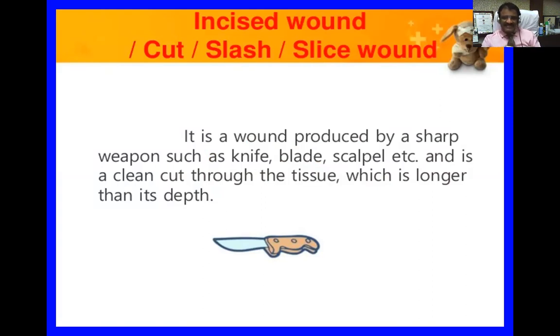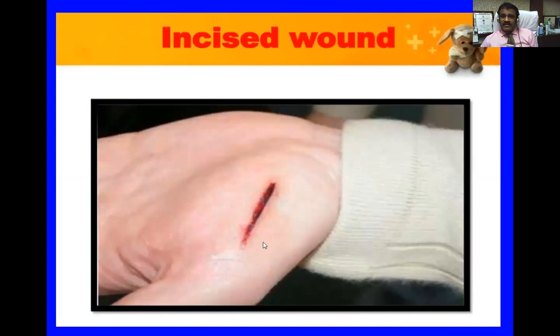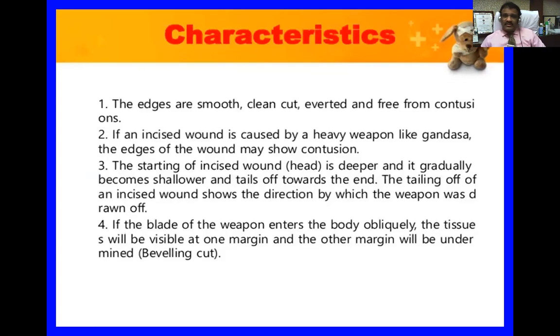So length is more than the depth, and the usual common instrument used for incised wounds is a knife. You can see a knife, it's quite common. Here you see one incised wound on the hand, on the palm, on the hypothenar eminence. You can see the clear-cut edges of the wound. The edges are smooth, clean cut, everted, and free from contusions. You find contusions in laceration, but not in incised wounds.